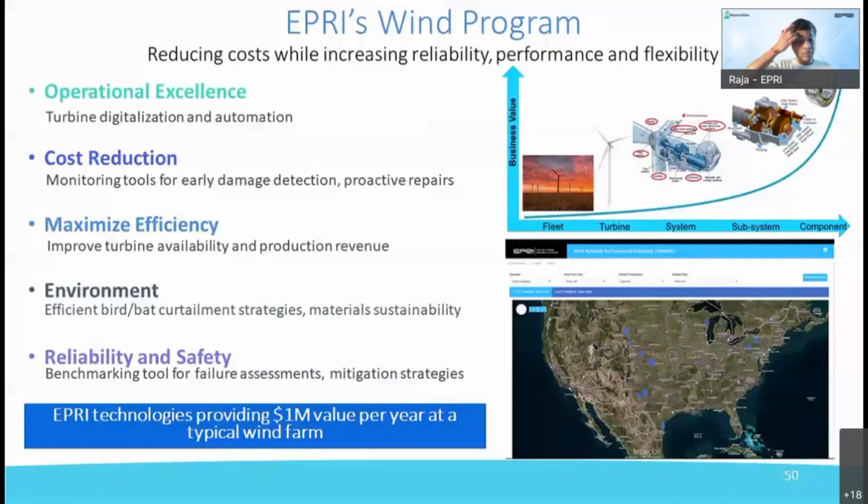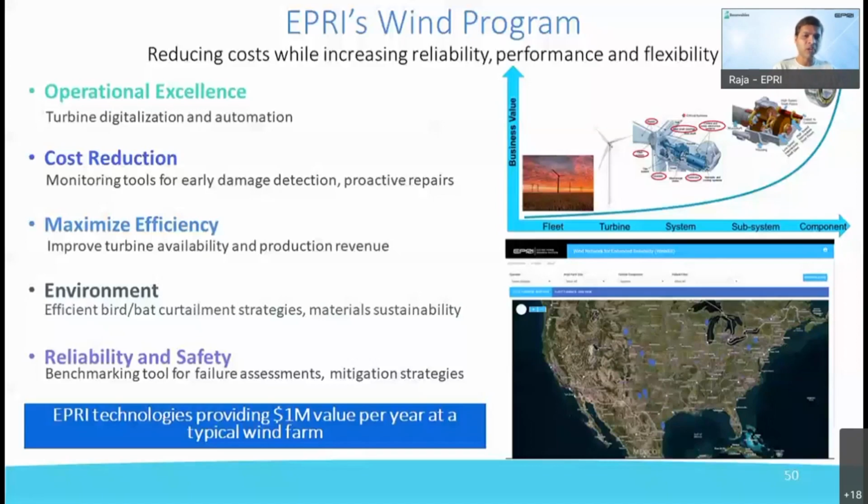So before getting into that, I just want to give a quick summary on what EPRI has been doing under the wind program. The work that we do is applicable to both offshore and also onshore wind fleet. And our work has been mainly focused on reducing operations and maintenance costs, at the same time increasing reliability, performance, and flexibility of the wind fleet. So we have been achieving these goals by working on 5 major areas, which we have listed on this slide.